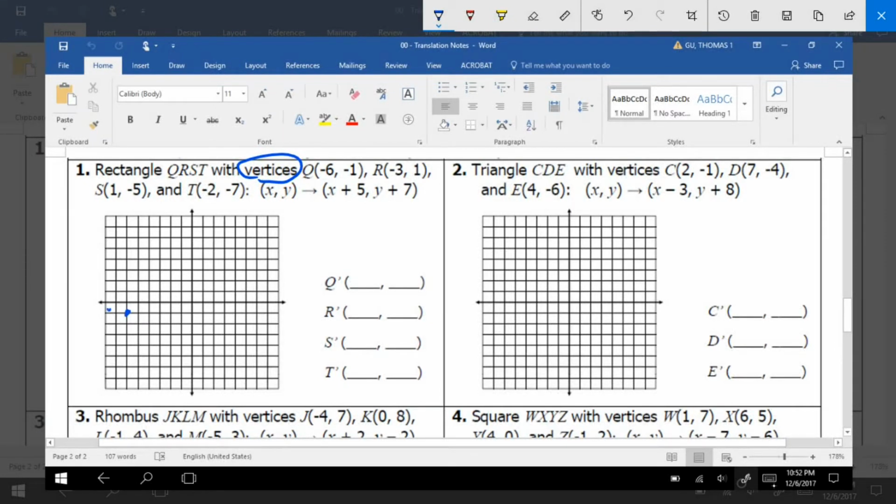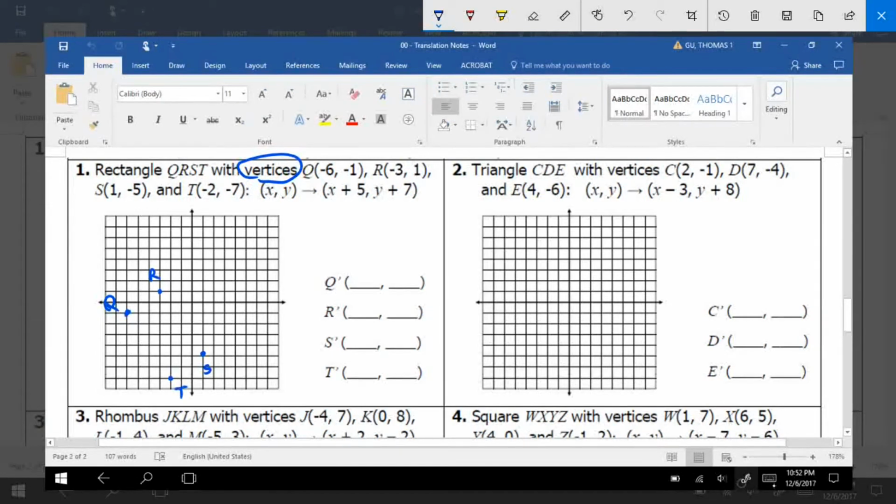I'm going to label that Q. R at (-3, 1). 1, 2, 3, 1, that's R right there. S is at (1, -5). 1, 2, 3, 4, 5. I think it's, yeah, there it is. That looks good. So S is right there. And T is at (-2, -7). 1, 2, and -7. 1, 2, 3, 4, 5, 6, 7. Perfect. So that is T.